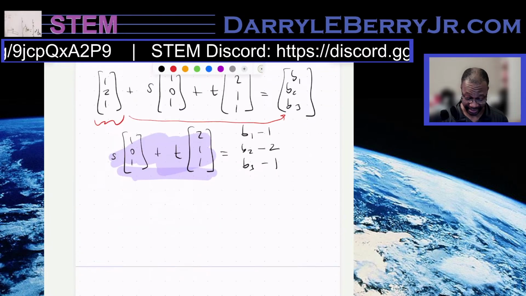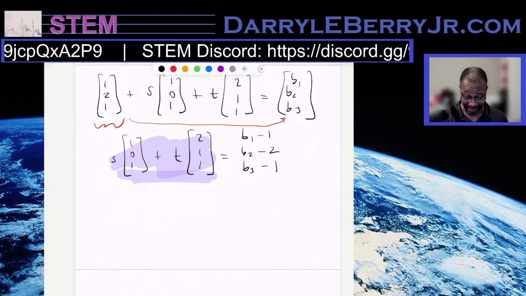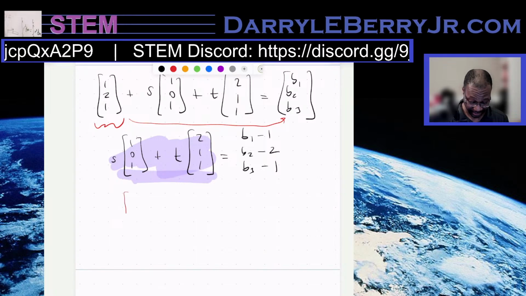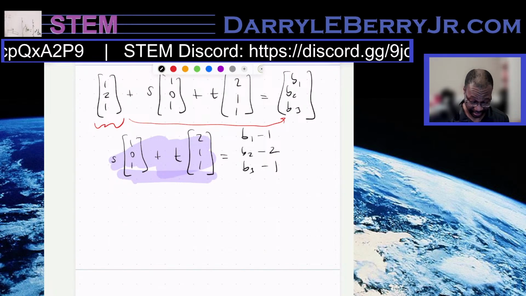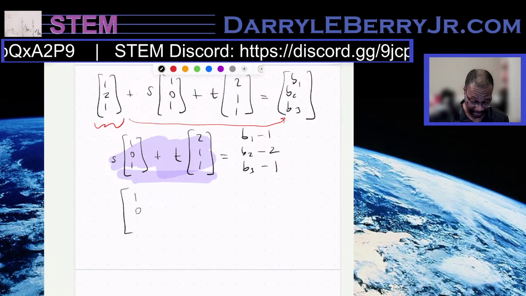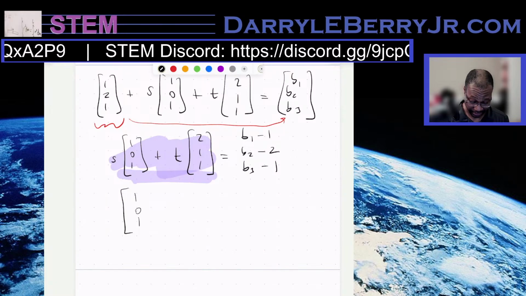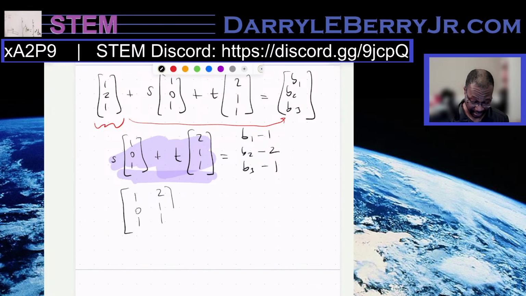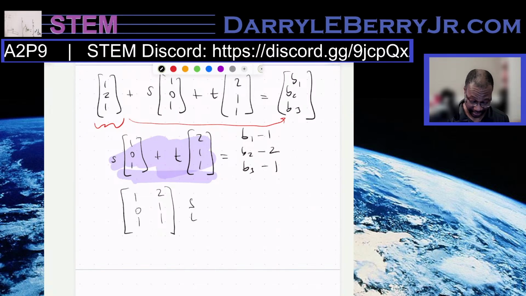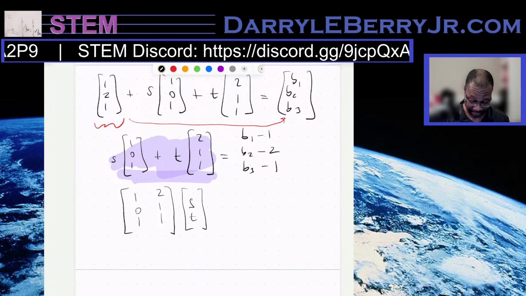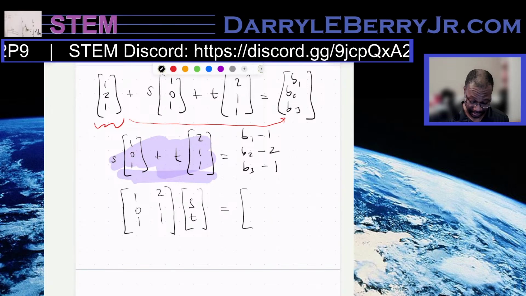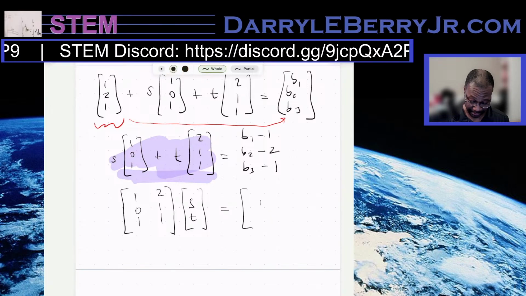So what I'm going to do now is basically retract that. And I'm going to say, actually, I have this matrix here that was divided into these two columns. I'm basically going to pull that out. And now I have this equals b1 minus 1. Let me write this a bit better.